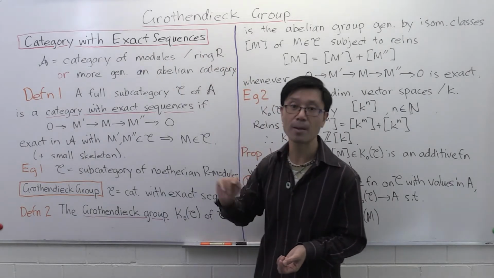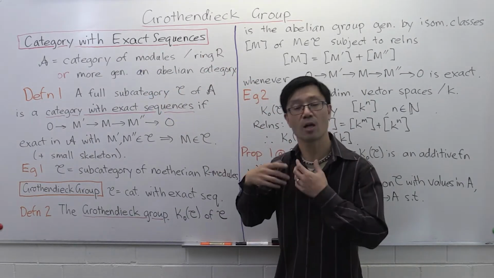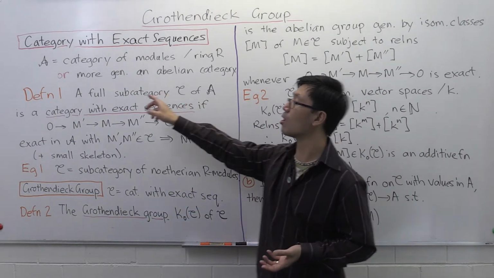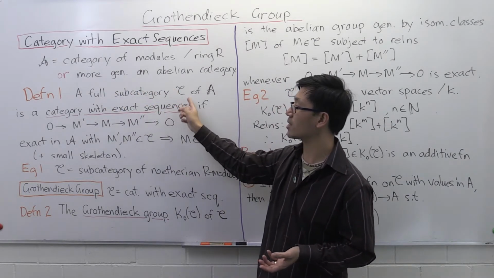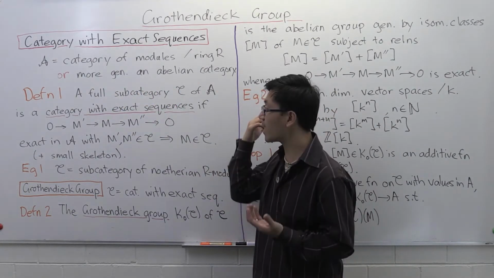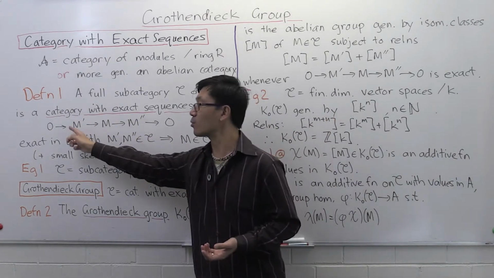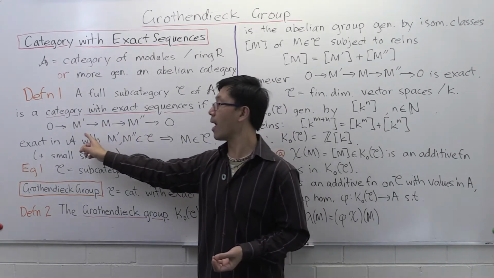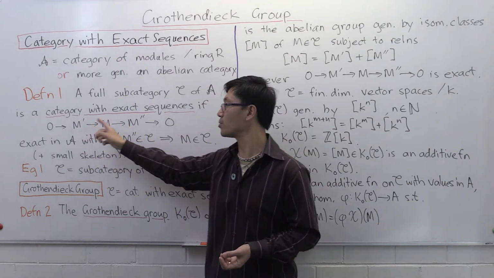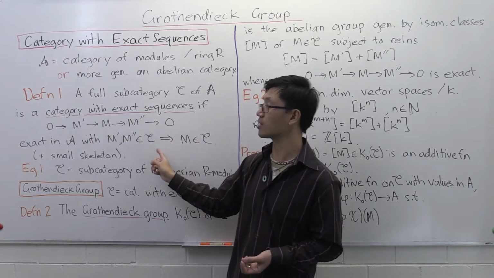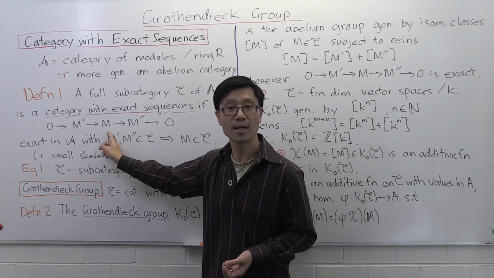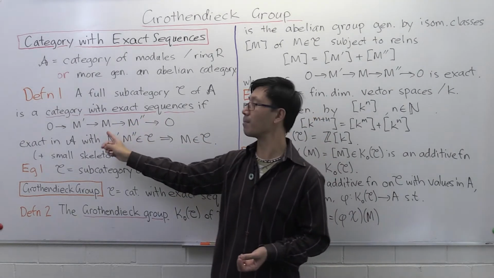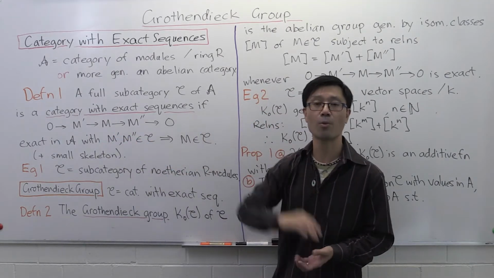Okay, so that's where we start, and we'll look at subcategories of that. So not all of the objects, but some of the objects, but we keep all the morphisms between those objects. Consider some subcategory C of that. We're going to say it's a category with exact sequences if whenever you have an exact sequence like this inside your big ambient category A, such that the m prime and the m double prime, the sub-object and quotient object, lie inside your subcategory C, then the middle one, the extension, also lies in C. So m prime and m double prime in C implies that m is inside C. That's the most important condition.